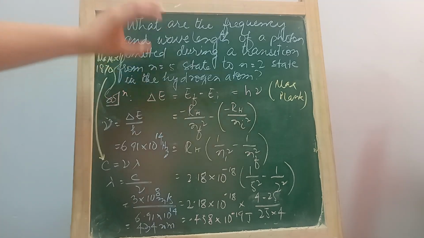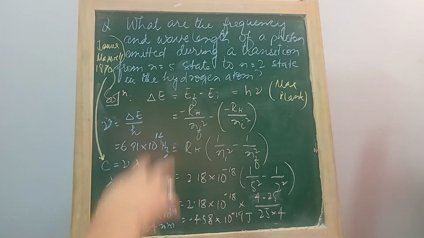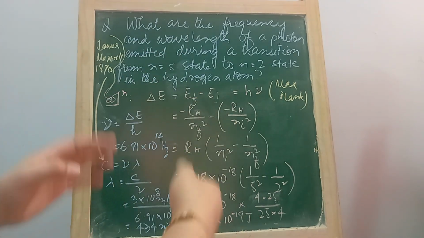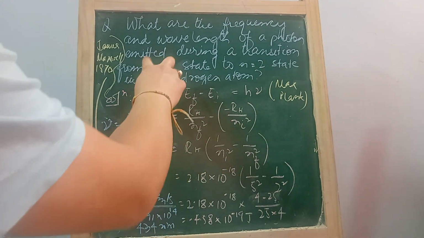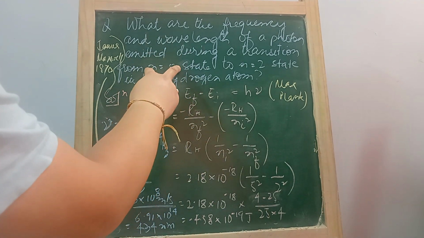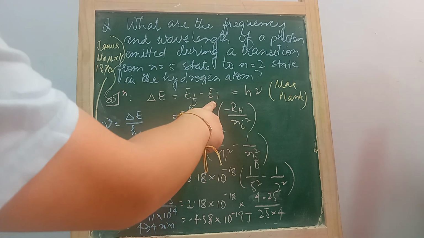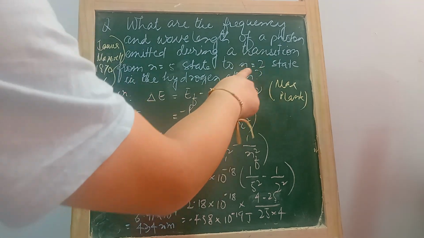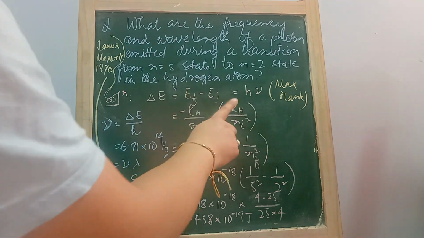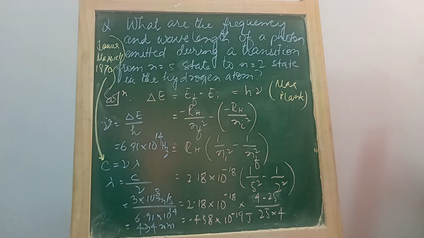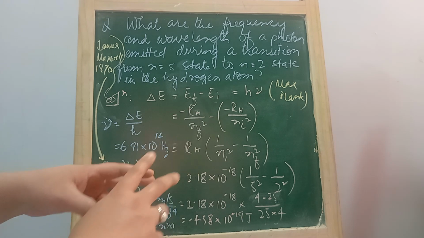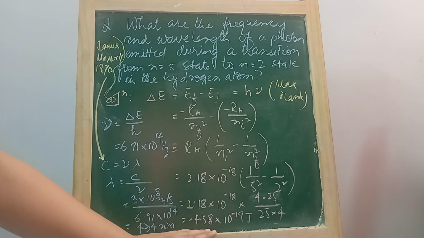Now we are coming to the question. Now we are going to calculate the frequency. We have calculated the difference in energy of those two states, the energy when it was in the fifth state and the energy when it is right now in the second state. We have calculated the change in energy, which has a value of minus 4.58 into 10 to the power minus 19 joules.